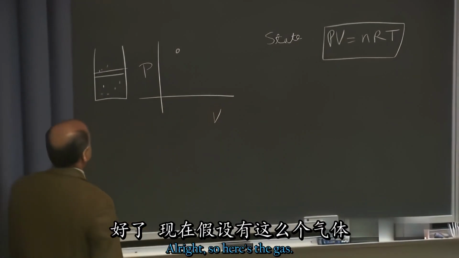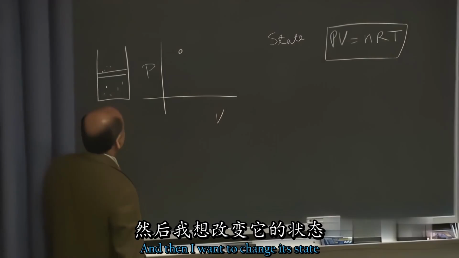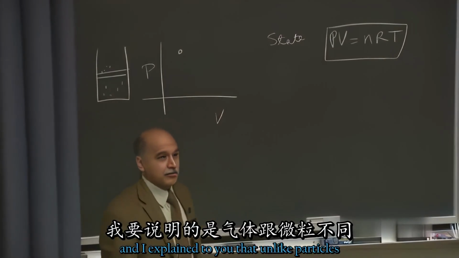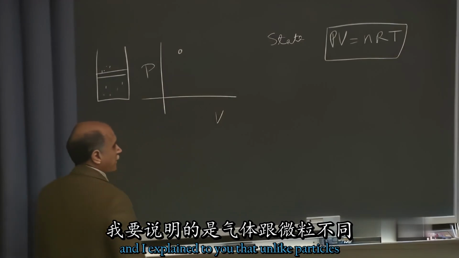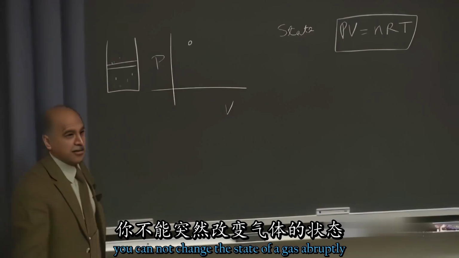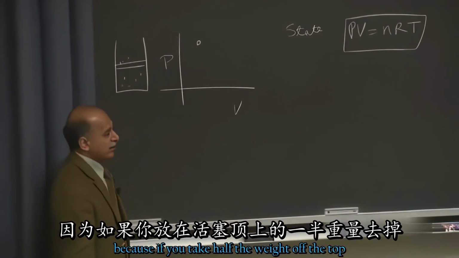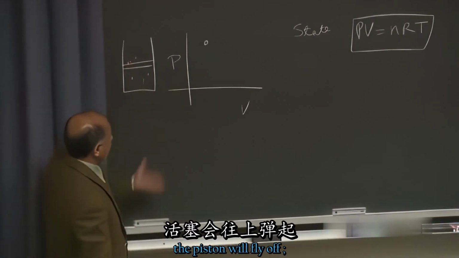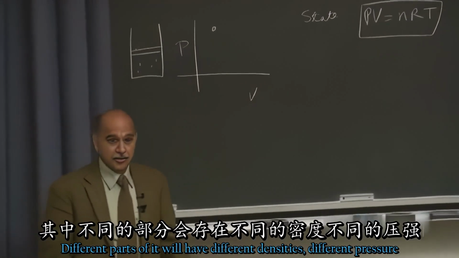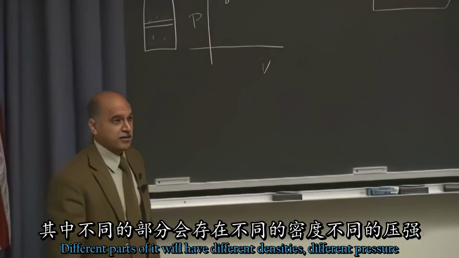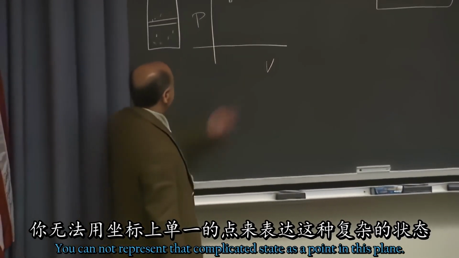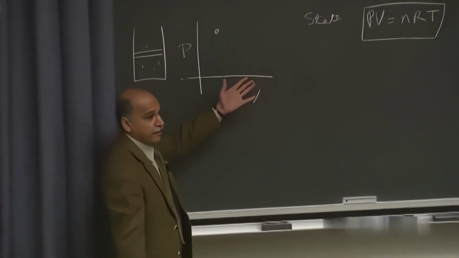All right, so here's the gas, and then I want to change its state. And I explained to you that unlike particles whose state can change as fast as you like, you cannot change the state of a gas abruptly, because if you take half the weight off the top, the piston will fly off. There will be a period when the gas is not in equilibrium. Different parts of it will have different densities, different pressure. You cannot represent that complicated state as a point in this plane.